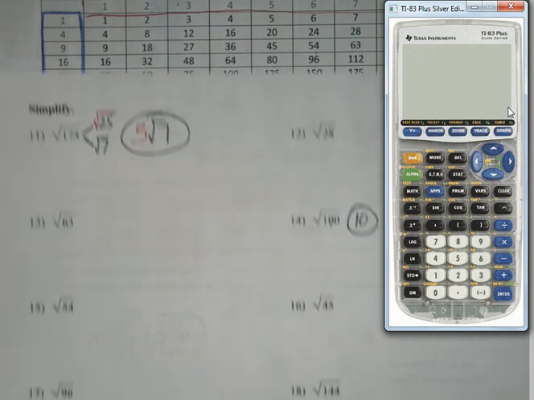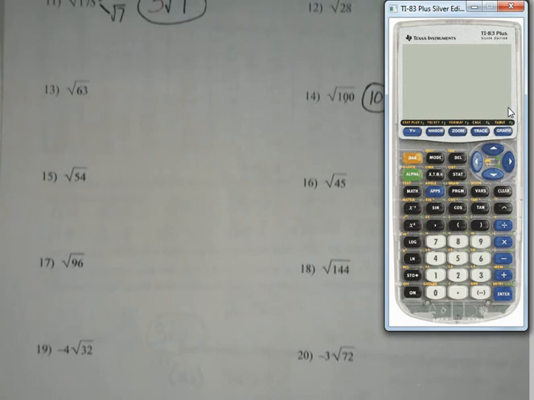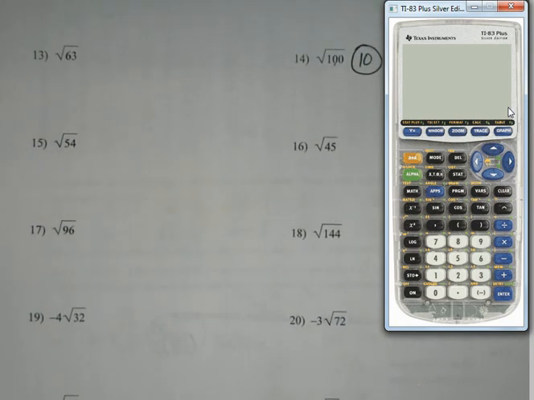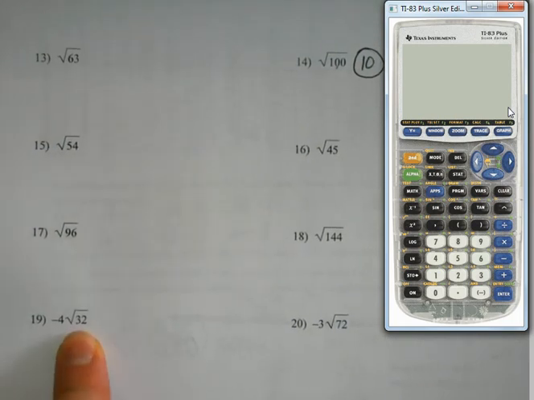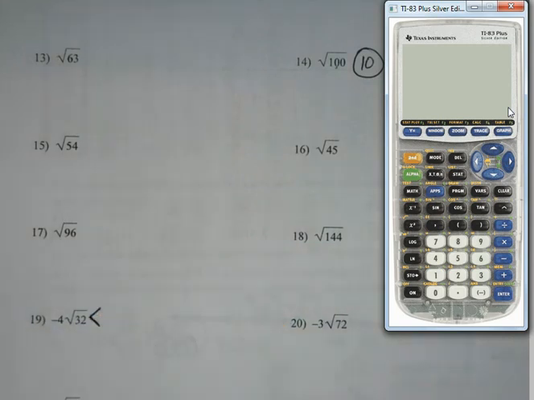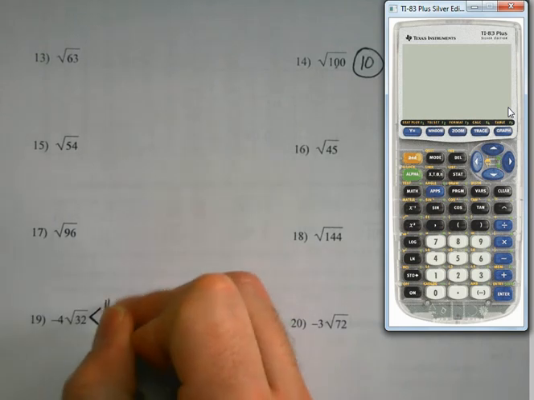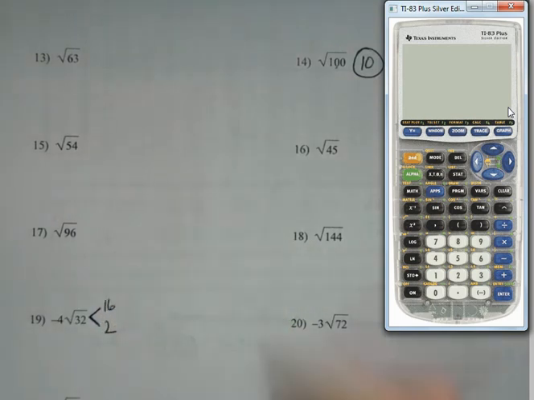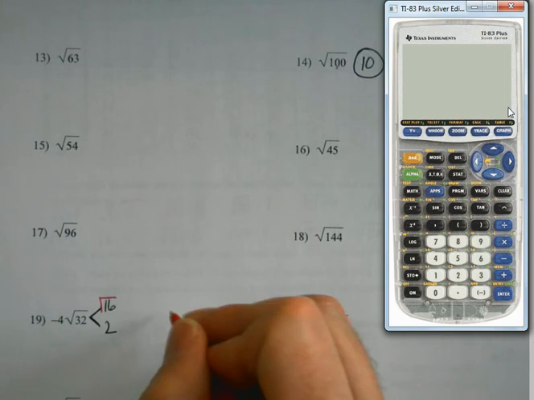Roll down to 19 here. Wait a minute, what happens when there's a number in front? We'll deal with the number in front in a minute. Right now I just want to deal with the 32. Chart or calculator, I need two numbers that multiply to 32, but one of them has to be a perfect square. 16 and 2, you even got the biggest one. Excellent. The 16 is my perfect square.